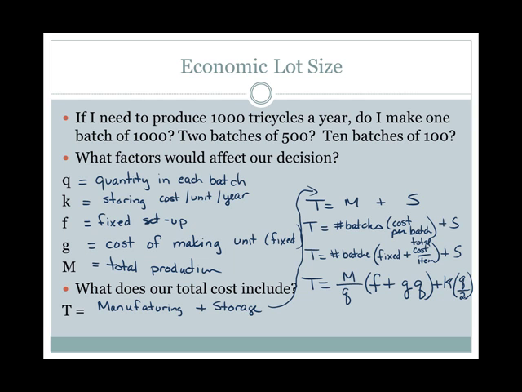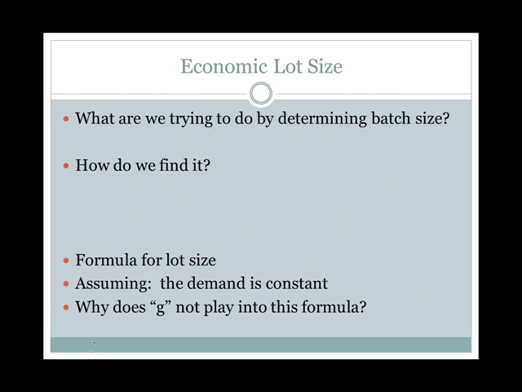Now remember that we are trying to optimize something, and so we are trying to optimize our total cost based on the choice we make on our quantity per batch. So we're trying to optimize or minimize our total cost based on the quantity we pick for each batch. Okay, so that's what we're trying to determine. How many should we make in each batch in order for us to have the lowest total costs?